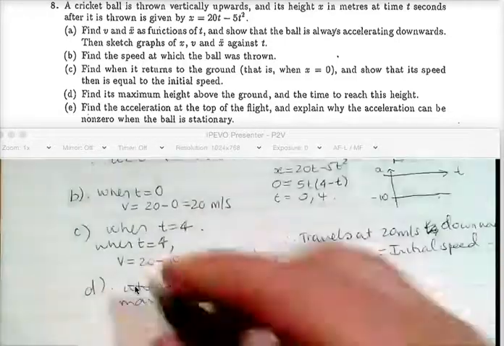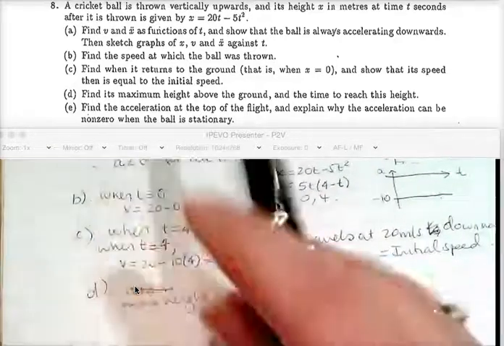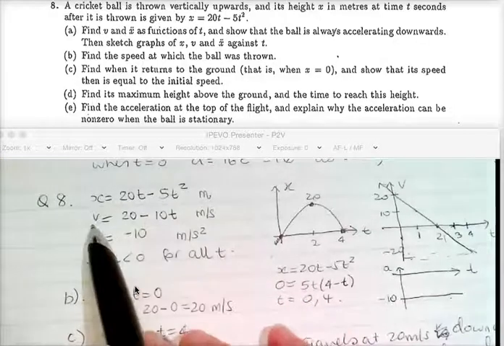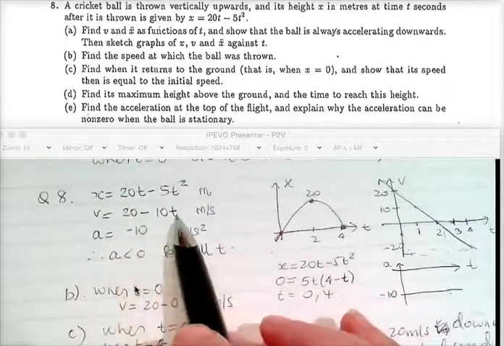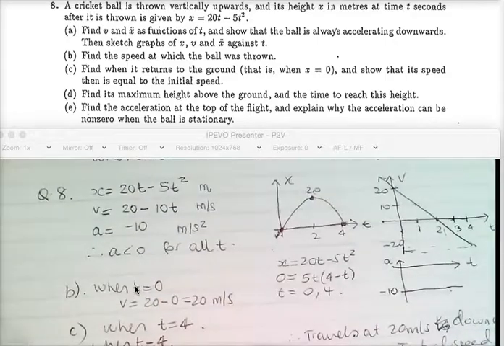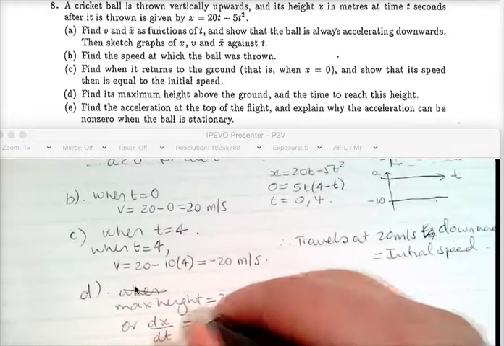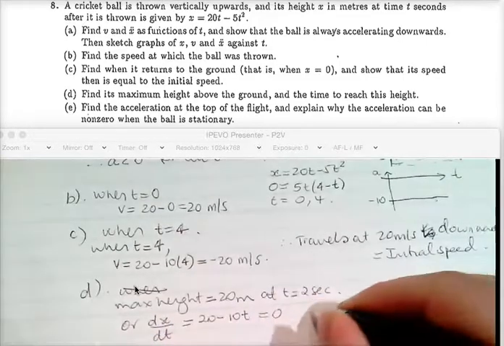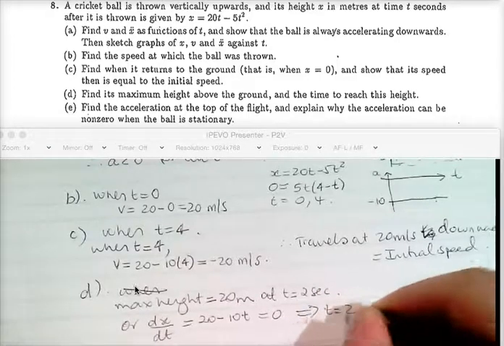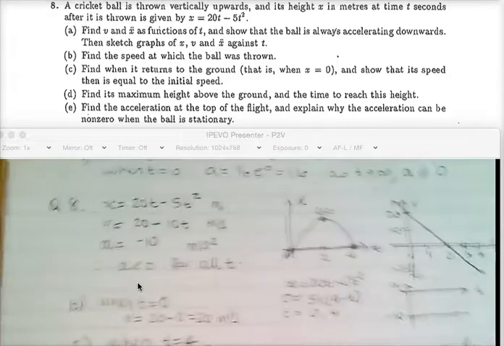But the other way to do it is to maximize the displacement, find the maximum there of the displacement. So you do the first derivative, which is dx/dt is 20 minus 10t. Dx/dt, which is the velocity, is 20 minus 10t. If you put it equal to 0, you'll get that t is 2. You know that acceleration is always negative.